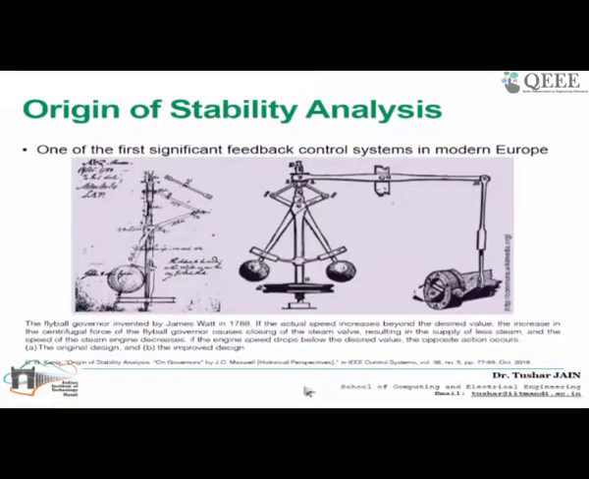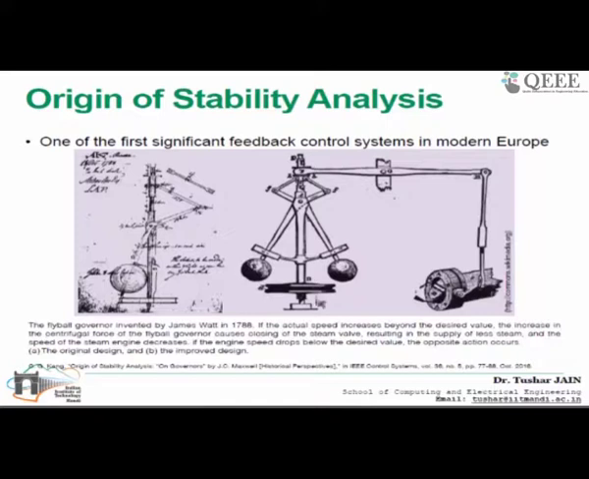Now the question arises: from where was stability analysis originated? In this figure, what do you see? Basically, it is called a governor. This is one of the very basic feedback control loops in modern Europe, or let's say one of the very first feedback control systems. So this is what you call the governor. This is the very first feedback control loop, which was invented by James Watt, and the figure on the right-hand side is an improved version of this governor.